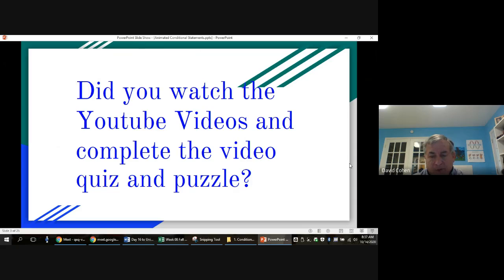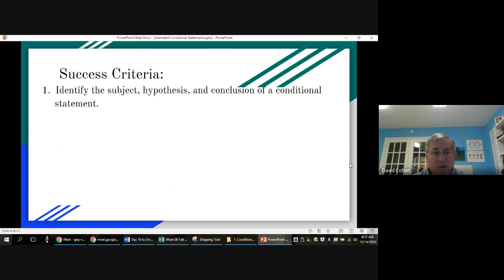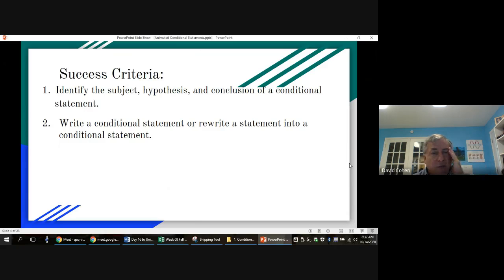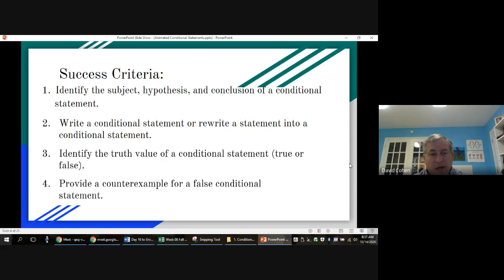This would be more helpful to you if you watch them before watching me go through the details of identifying conditional statements. So when you identify the subject, hypothesis, and conclusion of a conditional statement, you're going to be able to rewrite it using if and then, and also identifying whether it's true or not. We're going to provide counterexamples when a conditional statement is false.